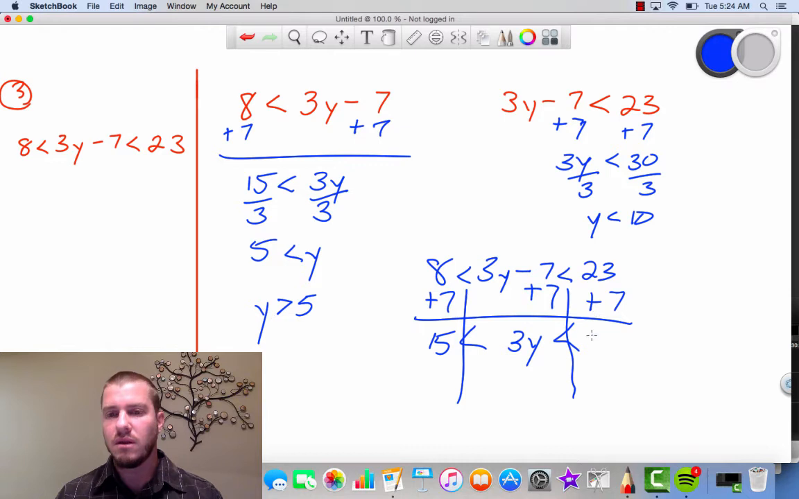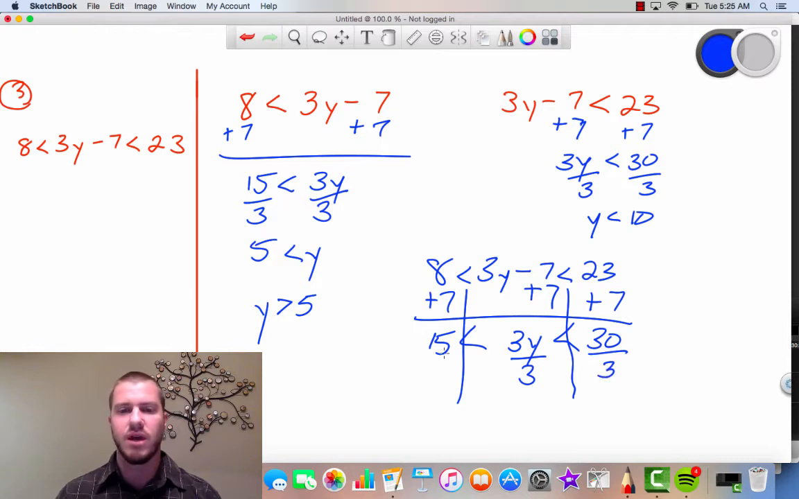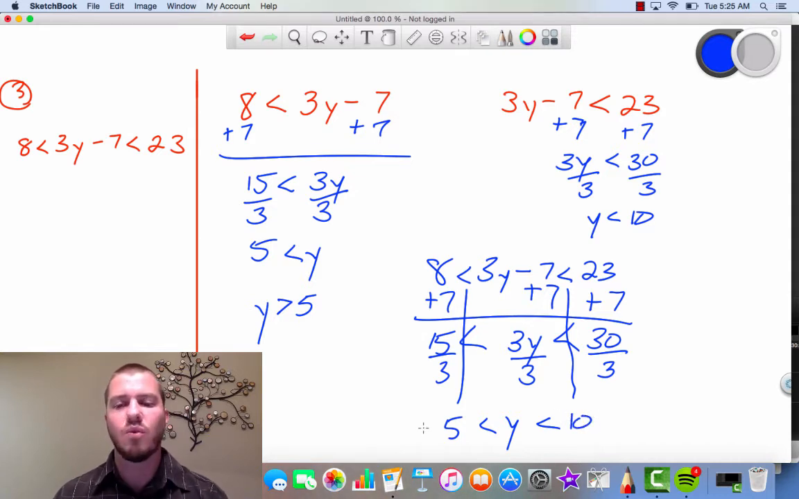Where if the signs change, you'd have to change both of them and divide by 3. It's a positive 3 again. So I get y is greater than 5 is what that says. 5 is less than y. And y is less than 10. So what that means is y is between 5 and 10. This is an and problem.